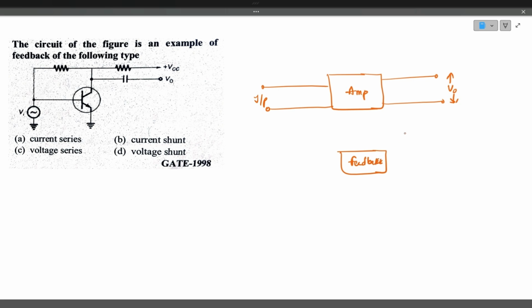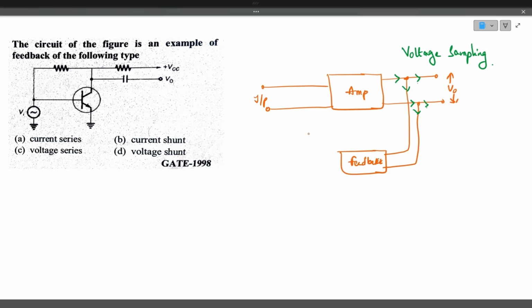This feedback circuit, actually, in the output we have to collect a sample and feed it to the input. If you are collecting parallelly from the output, this is called parallel sampling. How do you say it is parallel? Because the current divides here. If the current is coming, it will divide here. So if there is a current division at the sampling part, then it is called parallel sampling, or voltage sampling. Always remember, if you are collecting in parallel with the output where the current is divided, this is called voltage sampling.